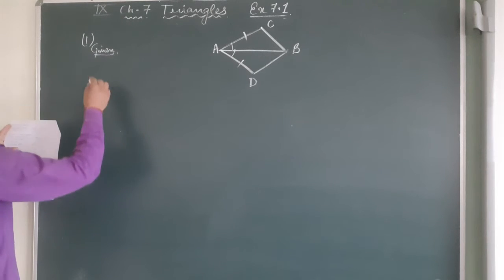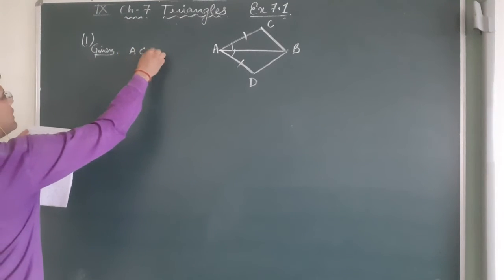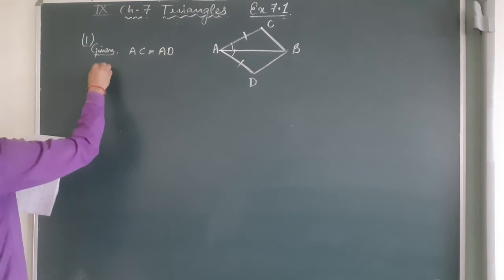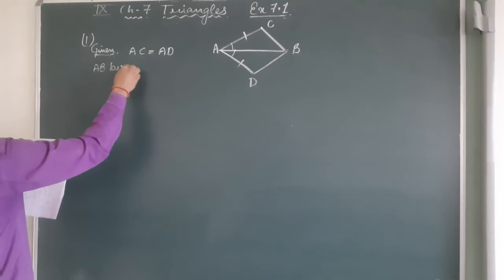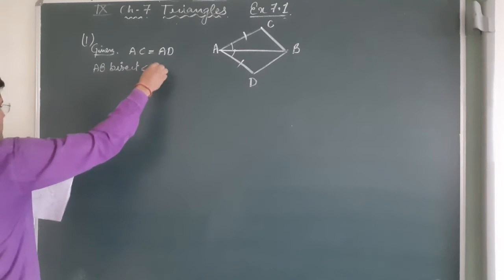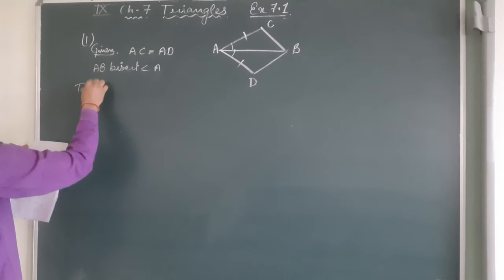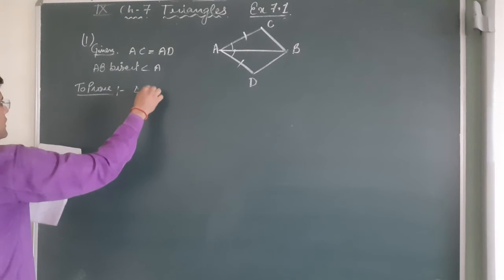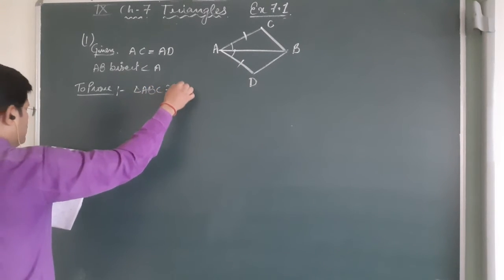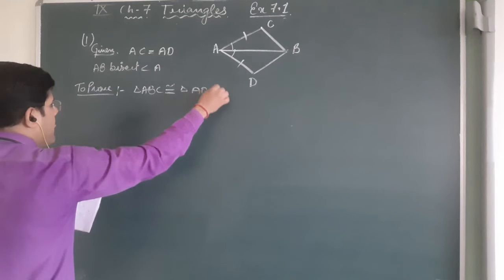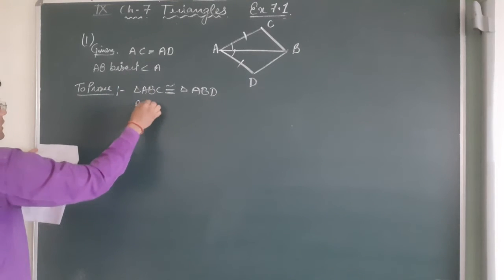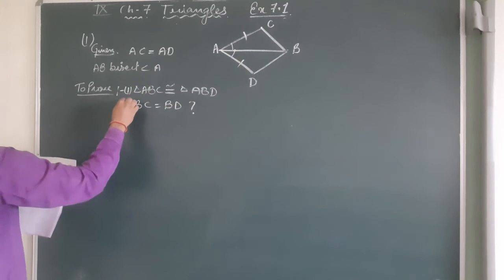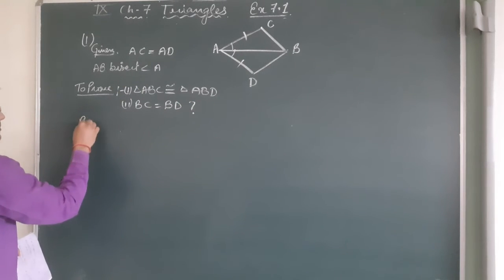After that, we can write AC equal to AD. The second part given is AB bisects angle A. To prove, what do we have to prove? We have to prove that triangle ABC is congruent to triangle ABD, and the second part, BC is equal to BD. The first part and second part. Now proof.